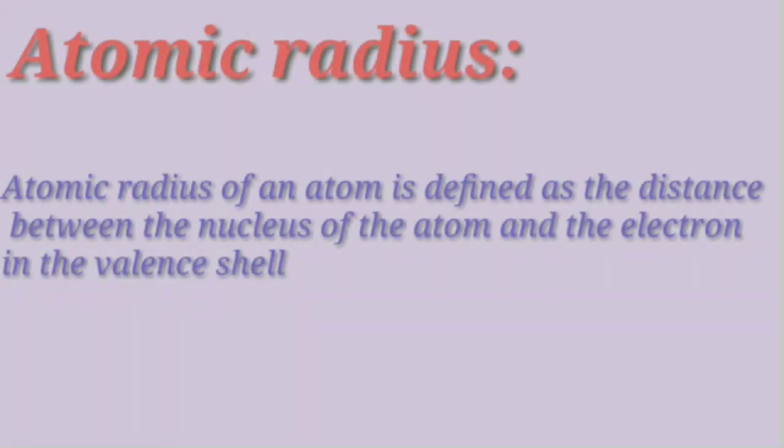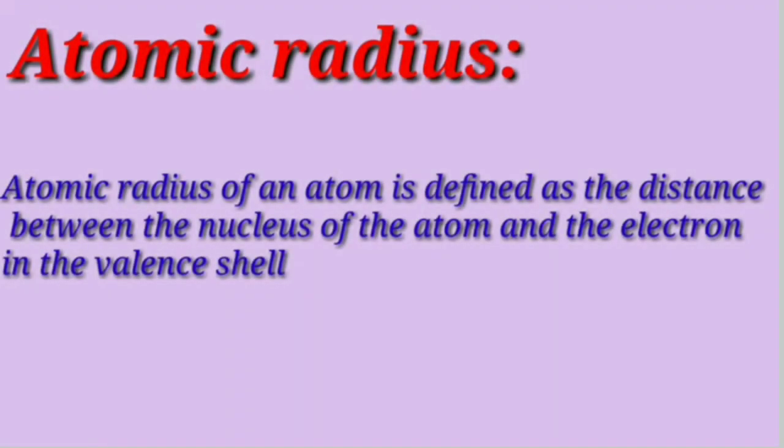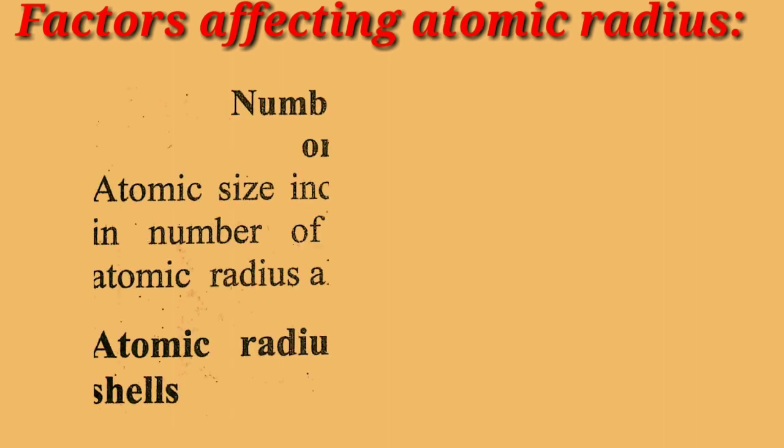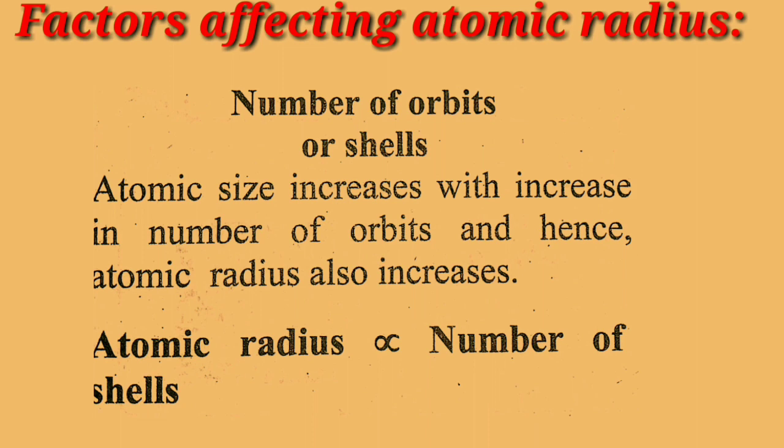The first periodic property is atomic radius, and we know that the atomic radius of an atom is defined as the distance between the nucleus of the atom and the electron in the valence shell. Students, now let us discuss the factors affecting atomic radius. First, atomic radius is directly proportional to the number of shells. That is, as the number of shells increases, atomic radius also increases.